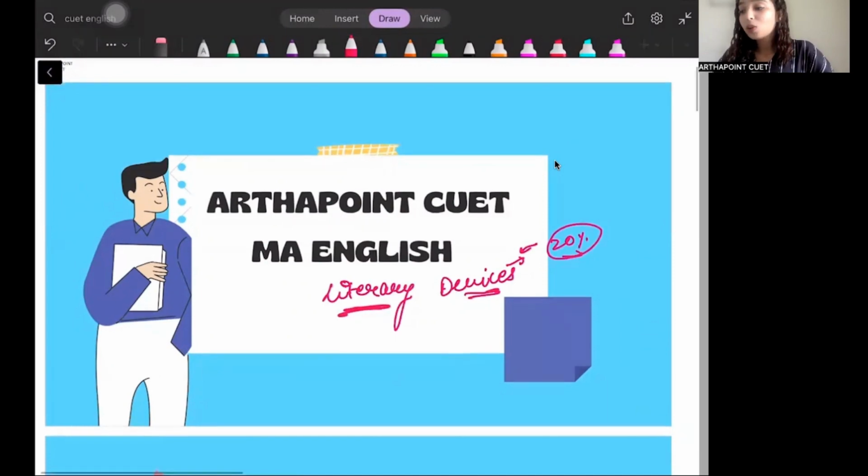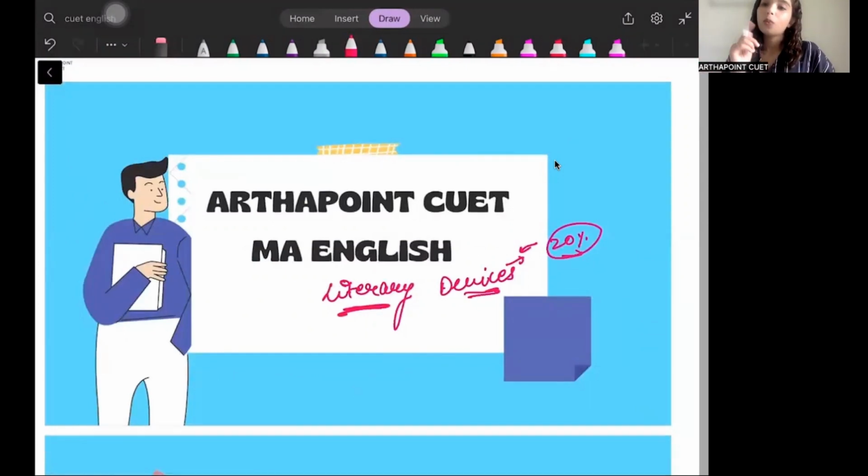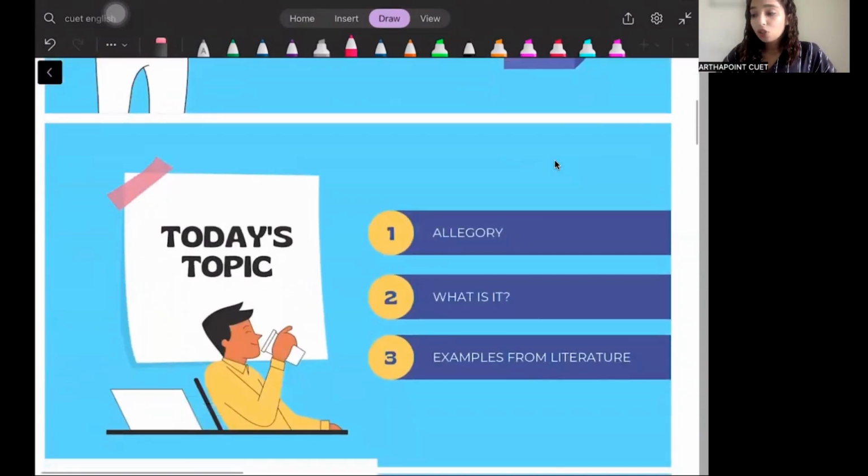Now, let us look at the various literary devices one by one. We would be covering one literary device in one session. It would consist of what the meaning of the literary device is, where it is used in history, and what its types are, if any. Now, today's topic is allegory.